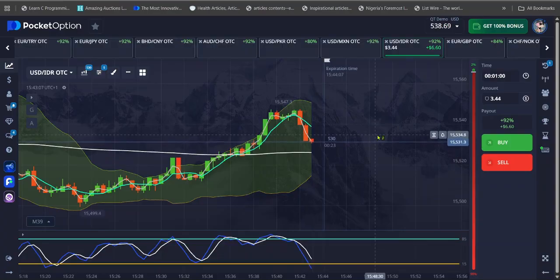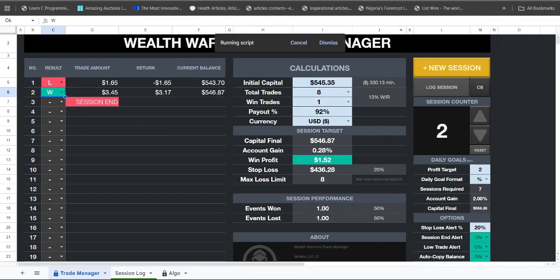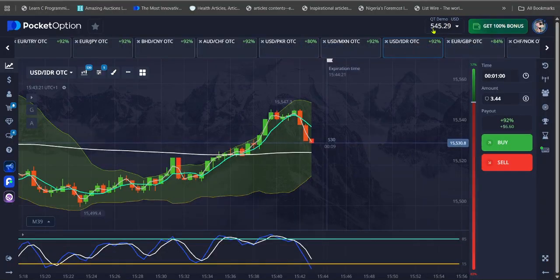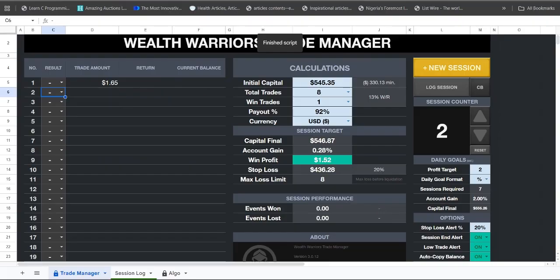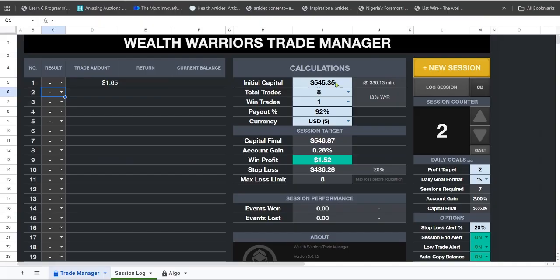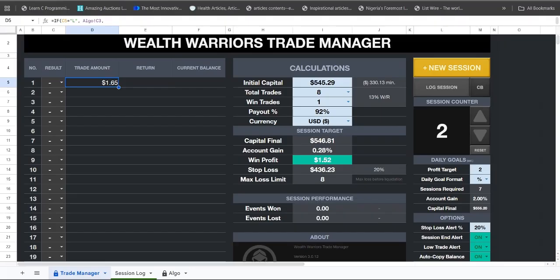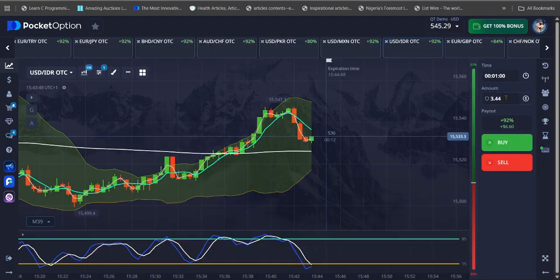That was a good trade right there, and we came out in profit. So let's mark it as a win. So we're going to check how much we have. 545, 545. Okay, so we're just a bit off by this 29. Okay, 1.65.